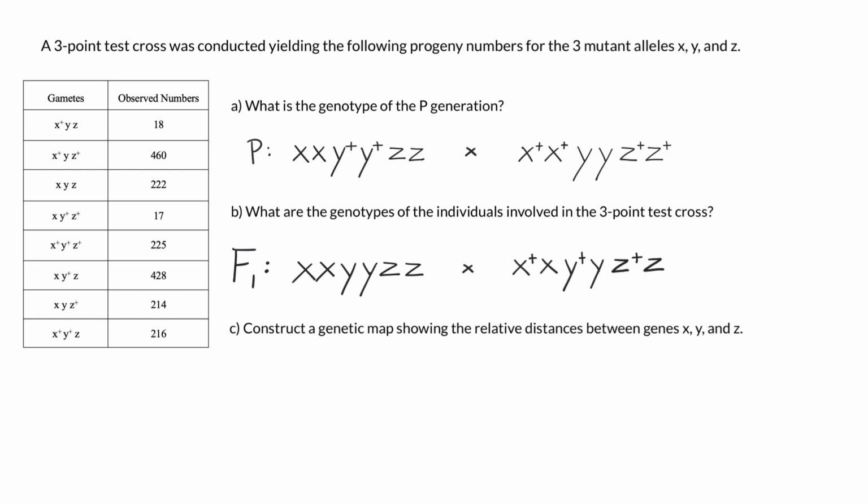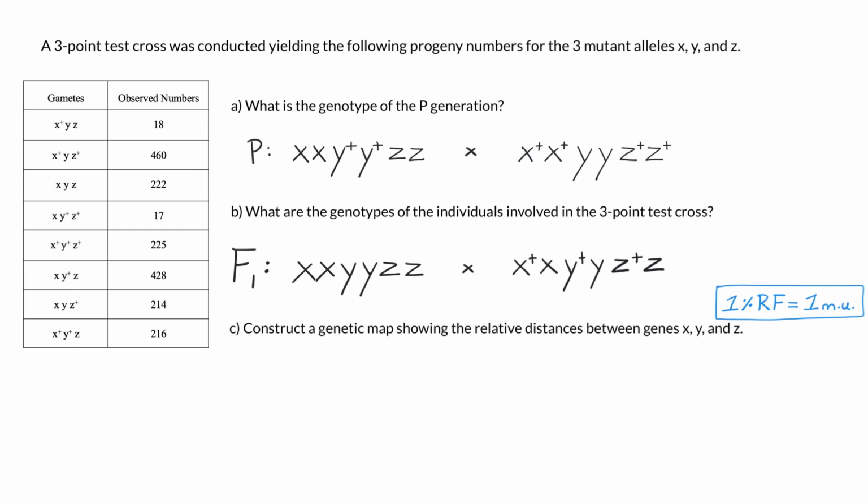And finally, in part C, we are asked to construct a genetic map showing the relative distances between genes X, Y, and Z. So how we go about solving this question is by first determining the recombination frequency between these genes in a pairwise manner, so 2 at a time, which we can then translate into map units later on, as 1% recombination frequency is equal to 1 map unit.